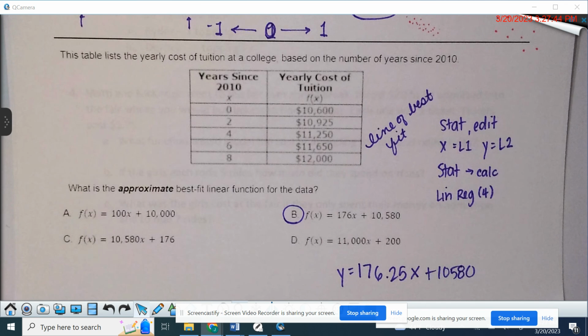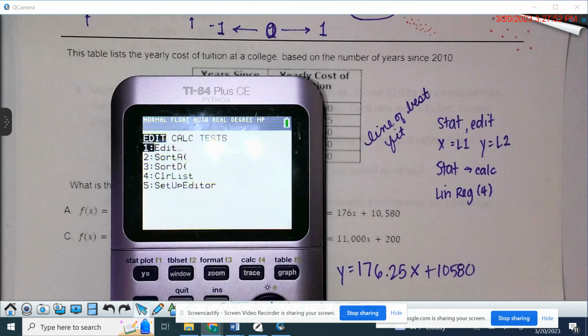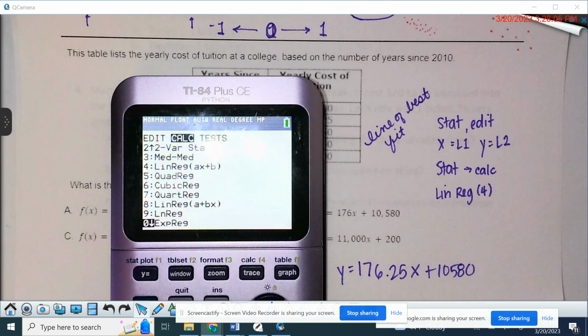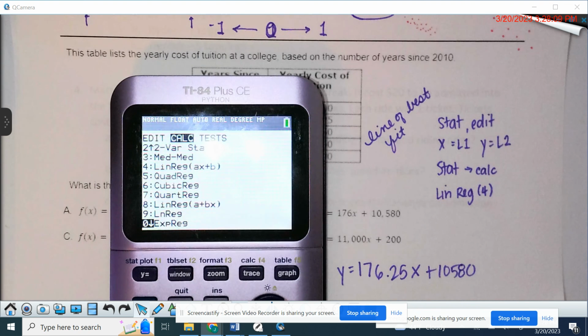The sooner you can learn it, the better, because we are going to use exponential and quadratic regressions as well. If you go to stat calc, you'll see quadratic regression is number 5. We don't use cubic, but in the event you're in a higher level math and you do, it's 6, and your exponential regression is 0. We will get to that. So you will use all of them, and the sooner you can figure it out, the better.